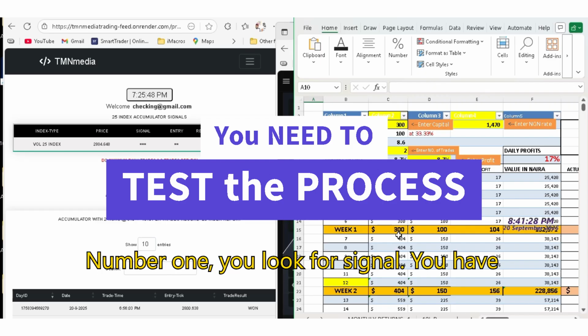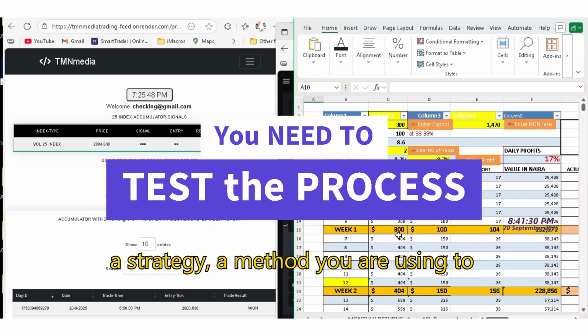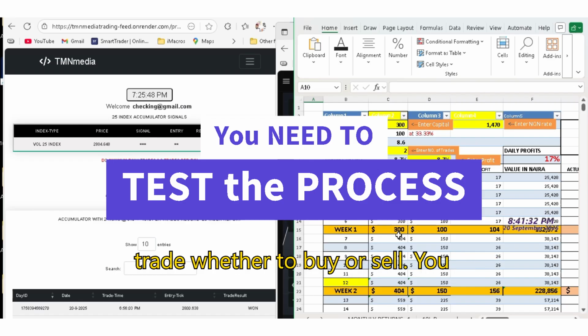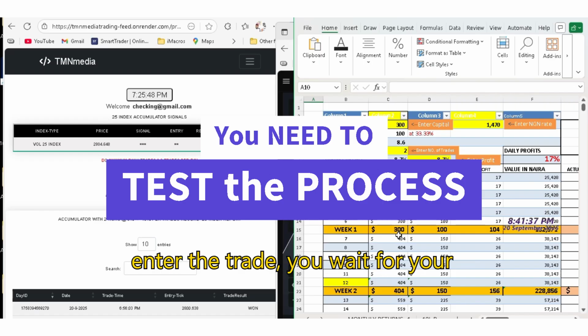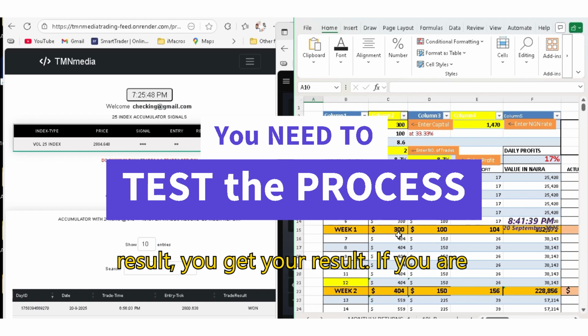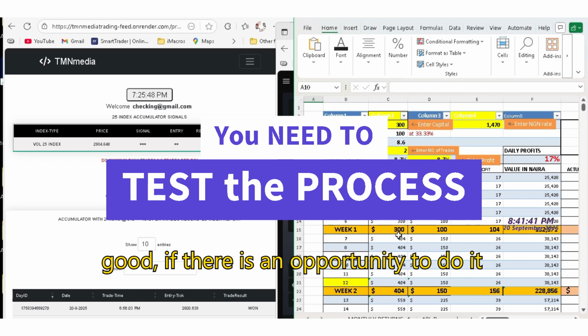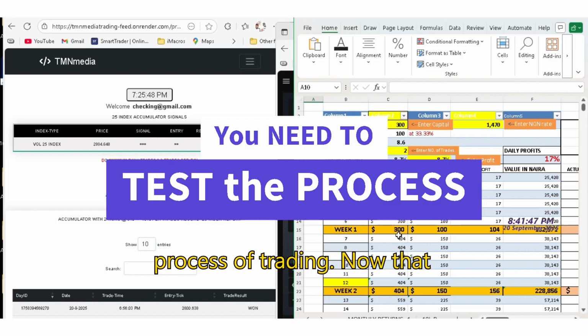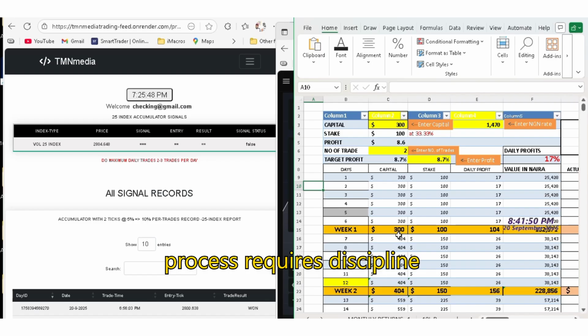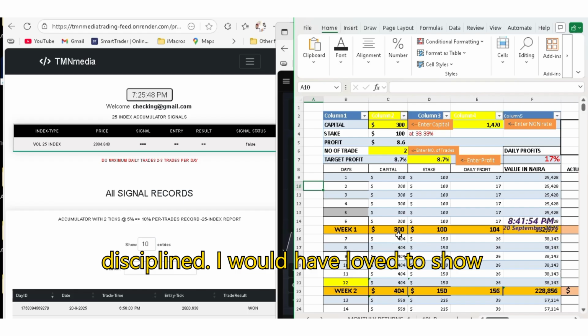Number one, you look for signal. You have a strategy, a method you are using to trade, whether to buy or sell. When you get that signal, you enter the trade, you wait for your result, you get your result. If there is an opportunity to do it again, you repeat it again. That is the process of trading. Now, that process requires discipline from you. You need to be disciplined.